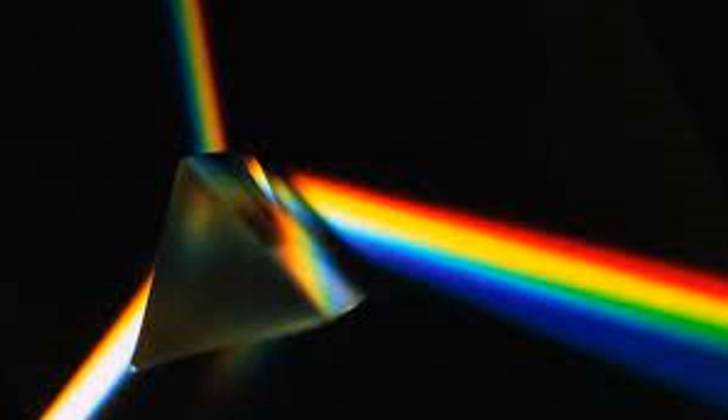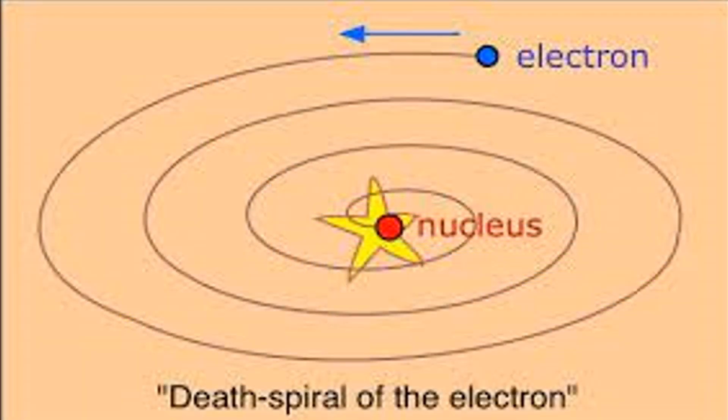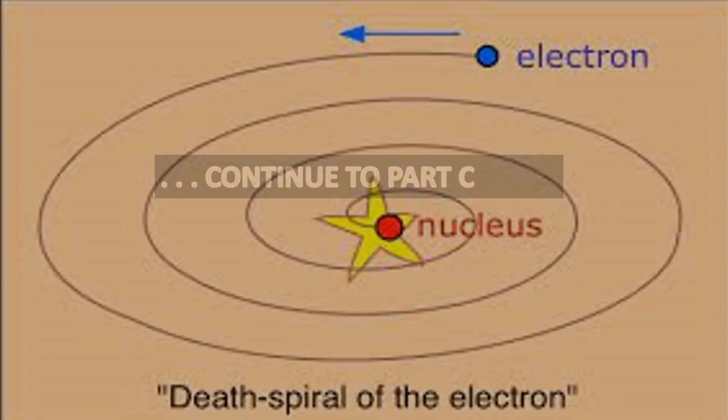We know according to general relativity that accelerating masses lose energy in the form of gravitational waves. The circular motion of planets is a form of acceleration. So why don't they spiral into the sun, just as it was claimed that electrons will spiral into the nucleus if the Rutherford model was adopted? Continue to part C to find out.